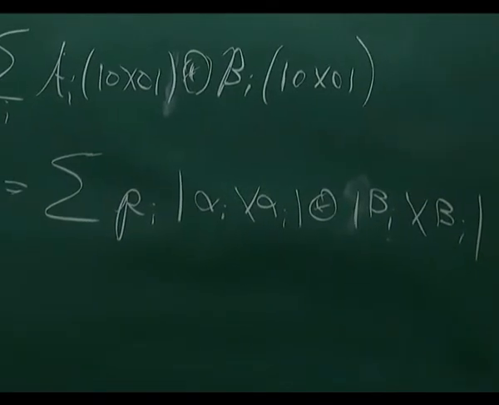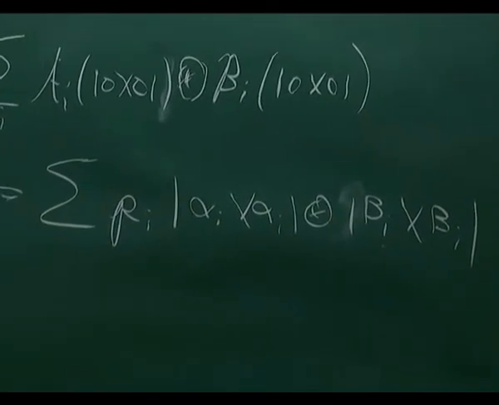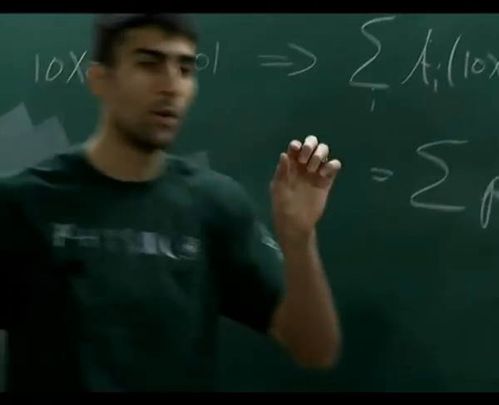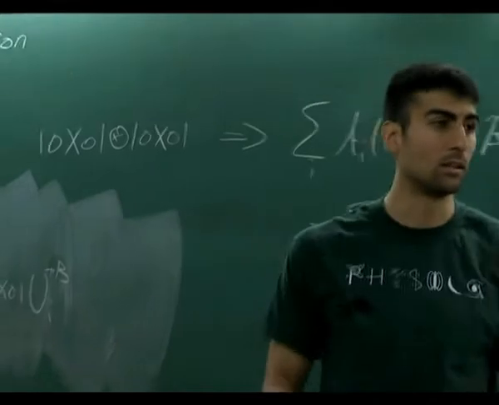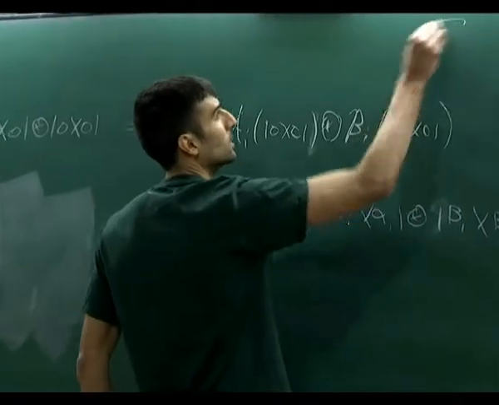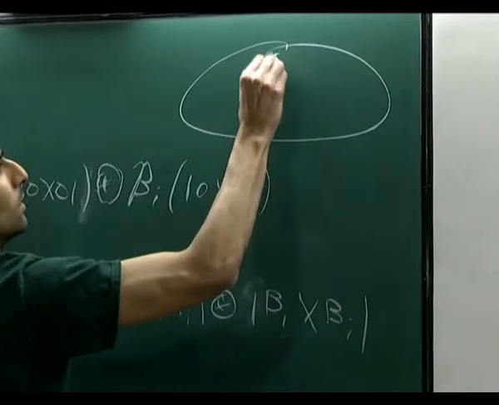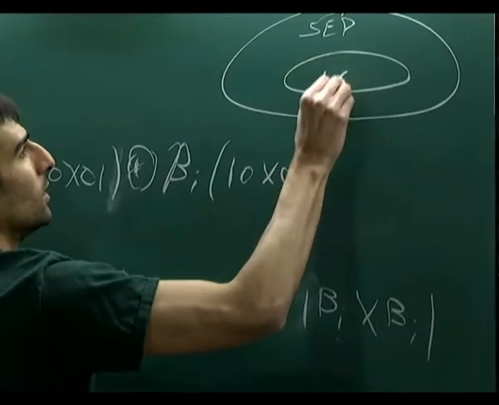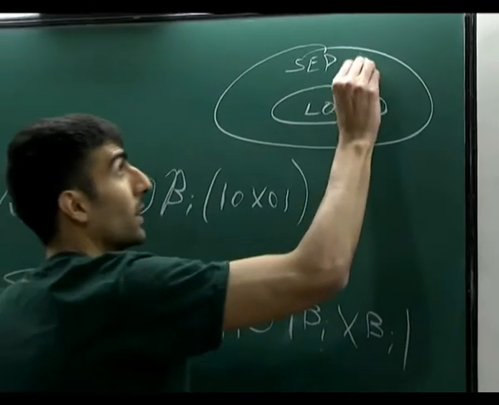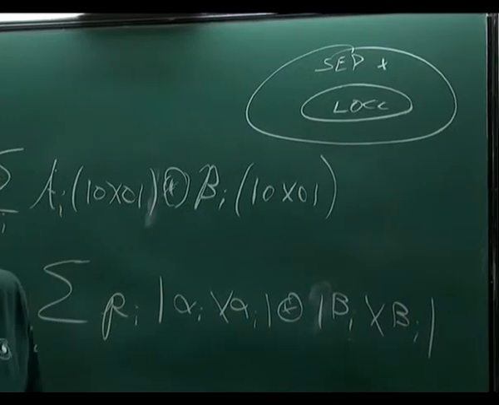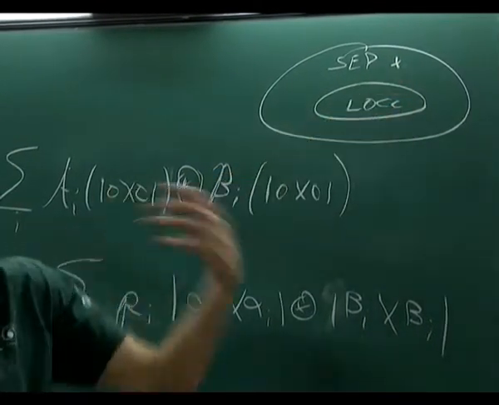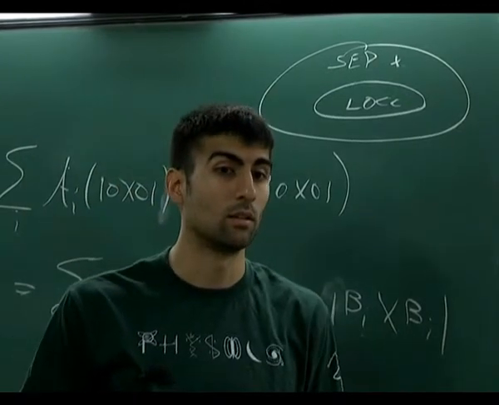So where do you need entanglement? What I'm saying is that none of this needs entanglement. You would need it if you had these separable maps that aren't in LOCC. Remember we have this picture: we have SEP here, and then you have LOCC in here. We'll see an example of something that lies outside of LOCC but is in SEP. And in order to implement this, if Alice and Bob wanted to do that, they would need some entanglement resource.